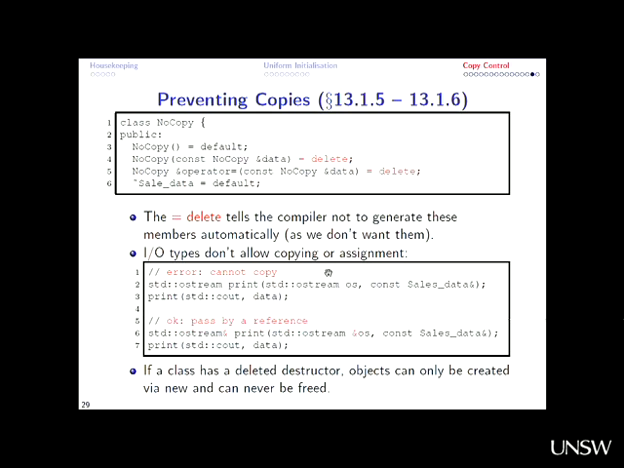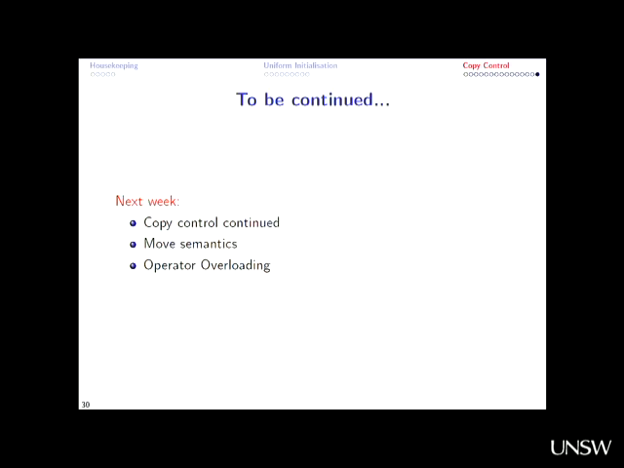Oh, here's a good example. With the IO types, we can do this. We cannot pass cout into our print function, but we can pass a reference to it. So you might want to force something to be passed by reference rather than passed by value. Also be aware, do not delete the destructor, because if you delete the destructor, objects can only be created and never be freed. Do not delete your destructor. And on that note, to be continued. We're going to pick this up next week.